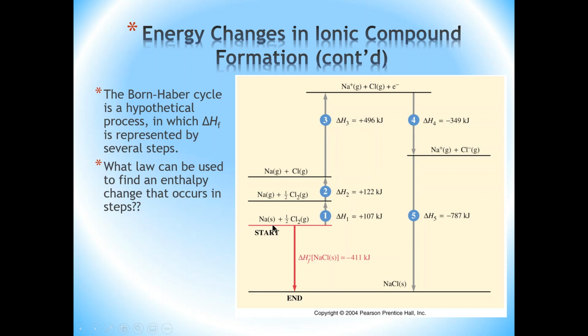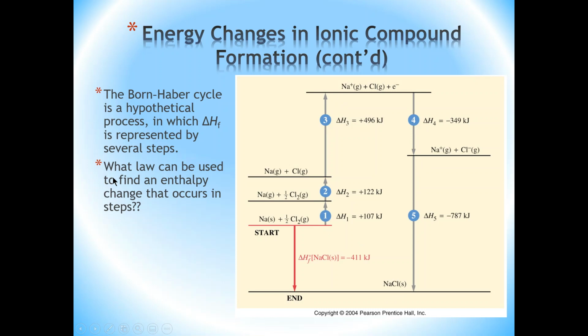So basically, if we start here with sodium in a solid state and chlorine in a gaseous state, going from here to the product, the enthalpy change for that would be, by definition, the enthalpy of formation, and that turns out to be minus 411 kilojoules. Now, what we're going to see is how we get from the start to the end through the steps shown here. But before we do that, a very important question is being asked here.